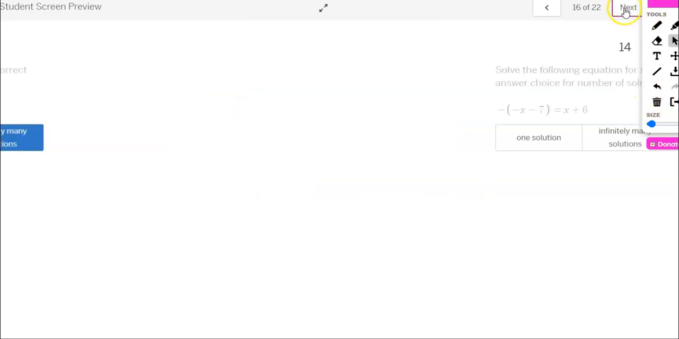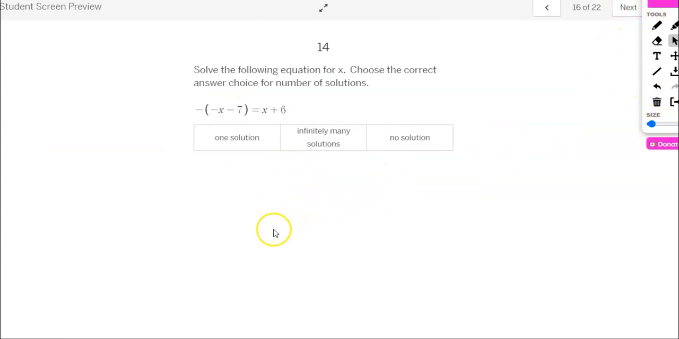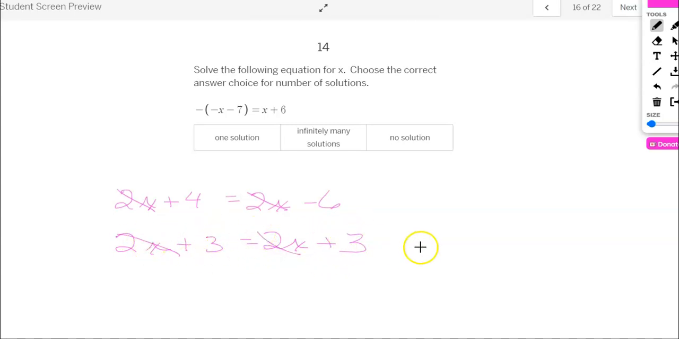Now I want you to look at this problem here and see if you can determine whether it's one solution, infinitely many, or no. Just again, if you have the same variable, so let's say you have 2x plus 4 equals 2x minus 6. This would be no solution. These cancel and 4 never equals negative 6. Okay, if you had the same variable, 2x plus 3 equals 2x plus 3, same variable again, but the constants are the same. This is infinite solutions.